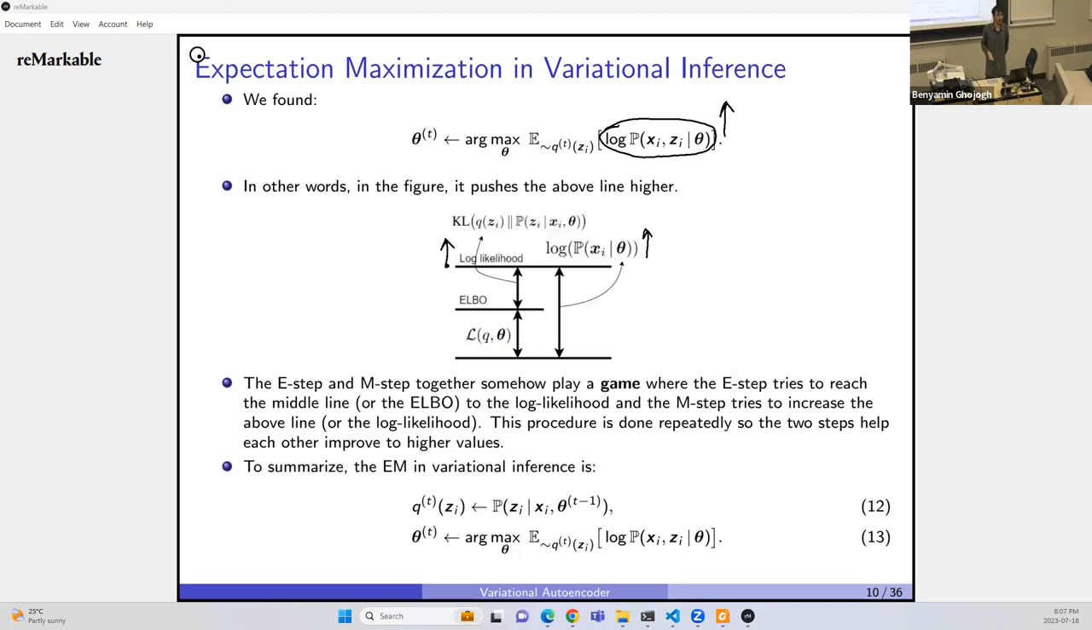As you can see, they are just playing a game, the E step and the M step. The E step pushes the ELBO above to reach the likelihood. The M step says not so soon, and pushes the likelihood above. So the ELBO chases the likelihood. It's like the ELBO is the police and the likelihood is a thief. Something like that. They're playing a game until the ELBO gets close to the likelihood and becomes tight. So let's summarize the E step and M step in these equations 12 and 13, right?